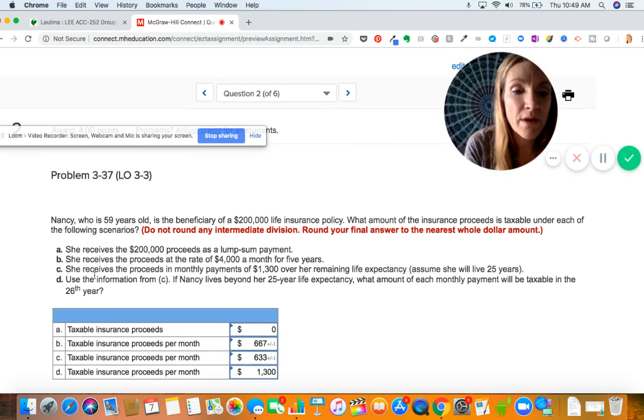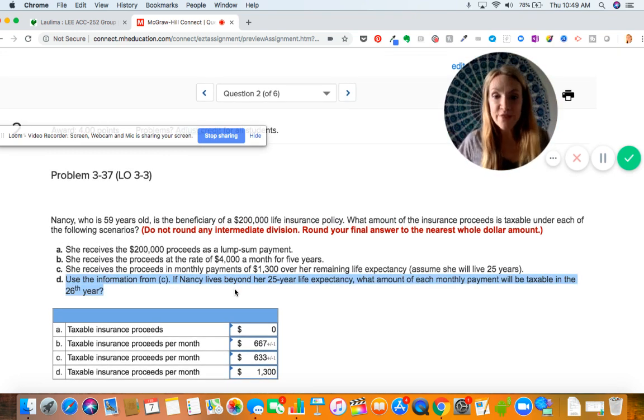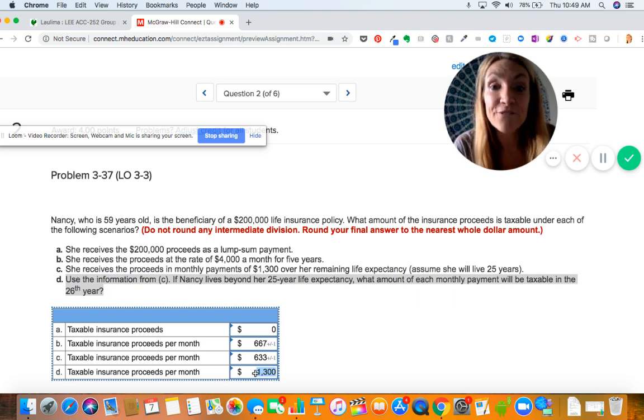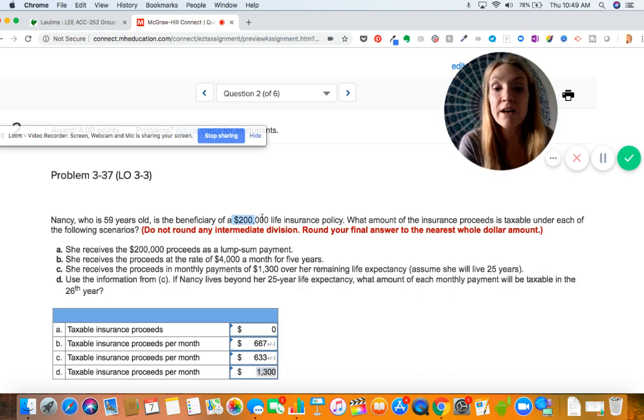So the last one, use the information from C. If Nancy lives beyond the life expectancy, what amount is taxable each month? The full amount, because we already accounted for her 200,000 based on her life expectancy. So after that, the full amount is taxable. Okay?